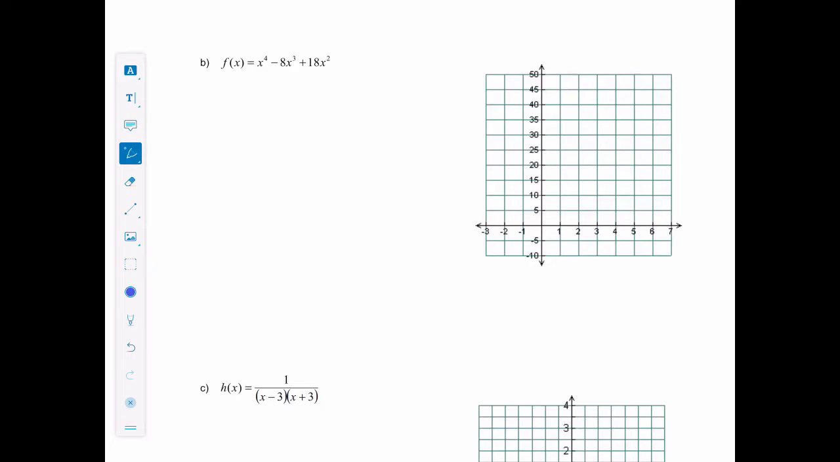All right, we have a couple more to draw. So in this case, there are lots of ways of doing this. The very first thing I'm going to do is factor out an x squared, to see if it gives me anything. I'm trying to do more detail on this one, right? So if I do f of x and I factor out an x squared, what we're going to get is x squared times (x squared minus 8x plus 18).